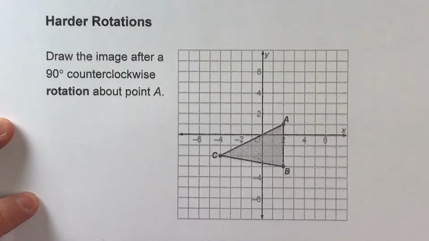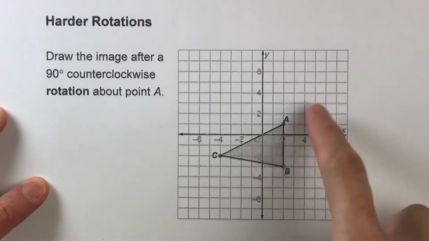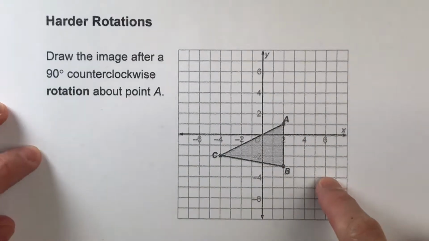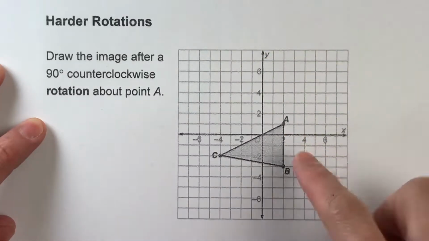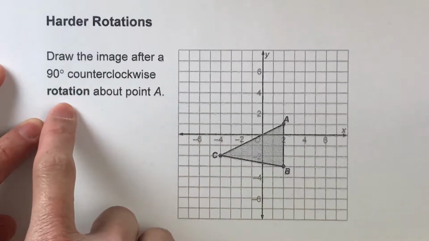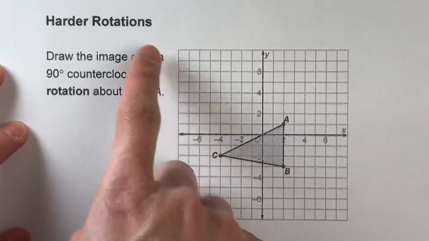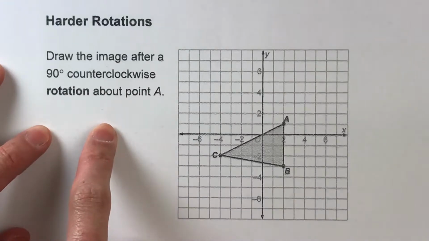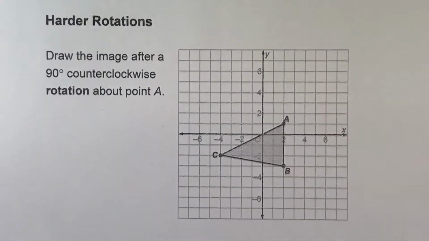So in my last video, I showed you how to draw rotations when you're rotating around the origin on the coordinate grid. Today, we're going to be doing some harder rotations. For example, on this one, draw the image after a 90-degree counterclockwise rotation about point A. So notice, everything seems similar to last time's situation, except this time we're rotating around point A, not the origin.